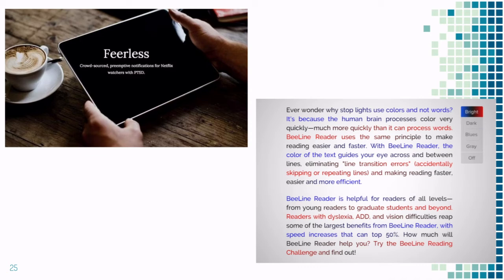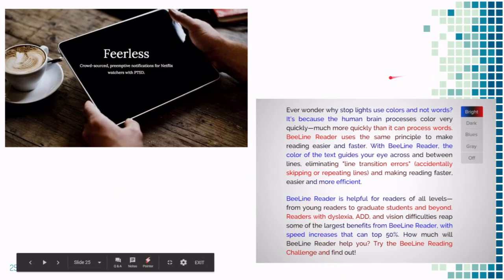Up here to your left, unfortunately this project was scrapped, but it was a program that allowed people with PTSD to watch Netflix without adverse mental effects, like flashbacks and blackouts. It was really cool, but unfortunately it was scrapped because of some logistical issues.